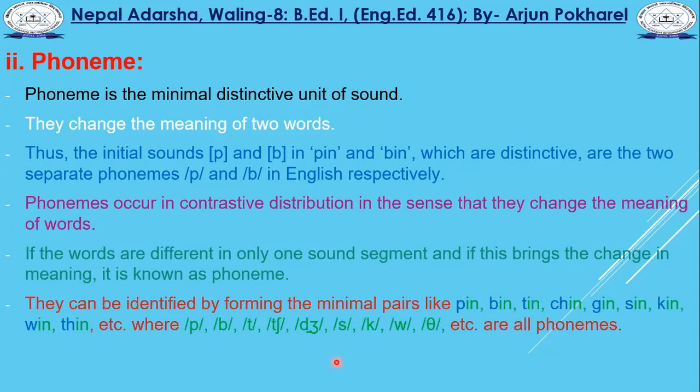We can easily identify phonemes by forming minimal pairs. Okay, the smallest pairs, like let's say pin, bin, tin, chin, gin, shin, kin, win, thin. Only one sound is different here. In pin and bin, /p/ and /b/ are different. In tin and chin, /t/ and /ch/ are different.